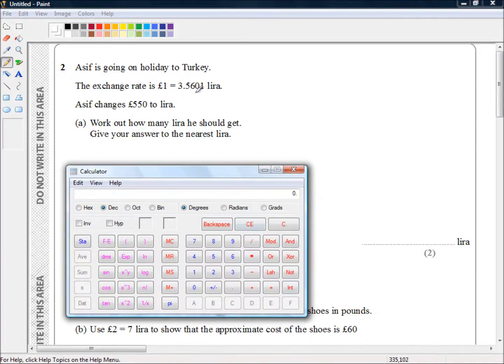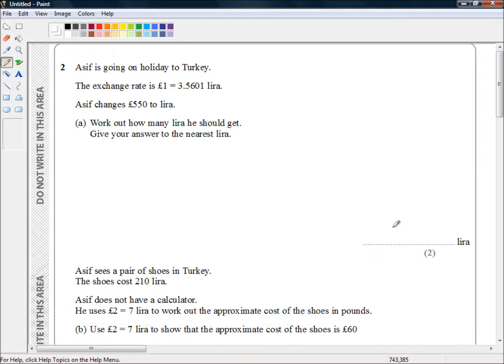So let's take our calculator and let's do 550 times 3.5601. That's 1958.055, which we're asked to give to the nearest lira, so that's 1958. Okay.